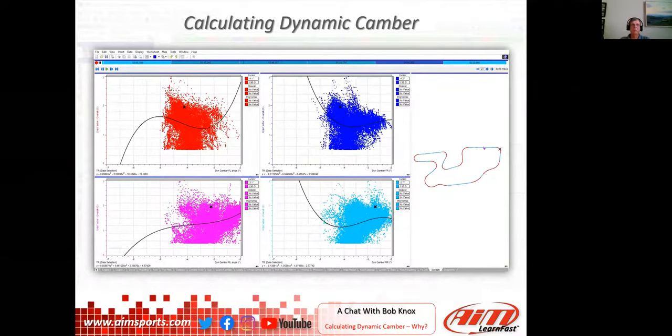Is there a method to translate AIM roll rate data to camber gain or loss in degrees? There are some ways to do that, but I think it's a little outside of the scope of what we're doing here, at least for a deep explanation. So let's chat about that one at some point in the future. I do like the question though. There is a math channel component there that I think we've touched around the edges of so far today.